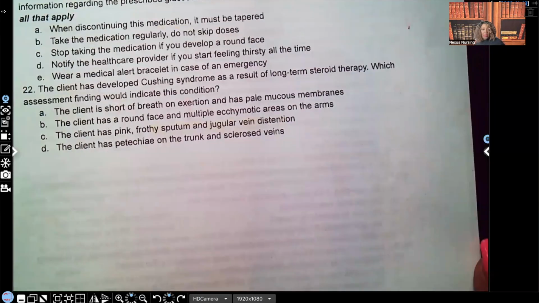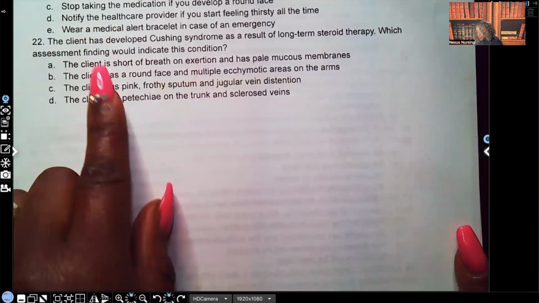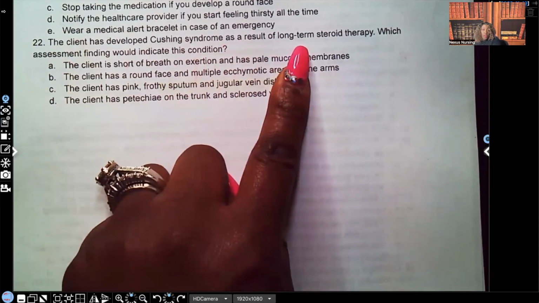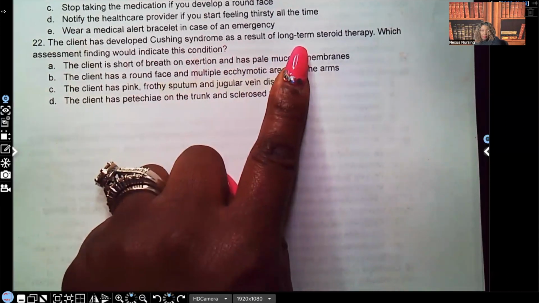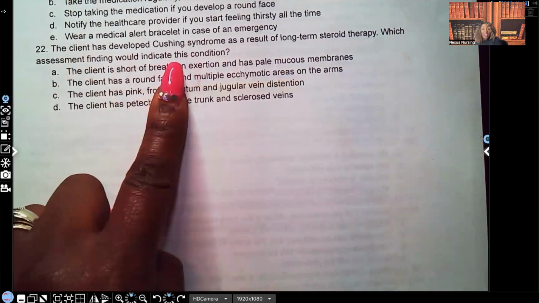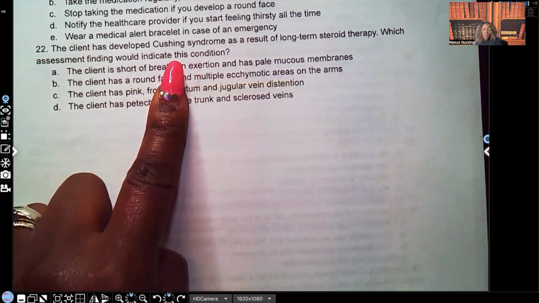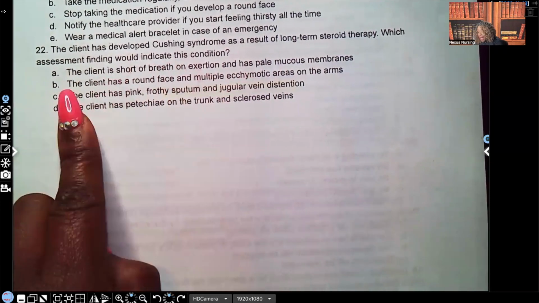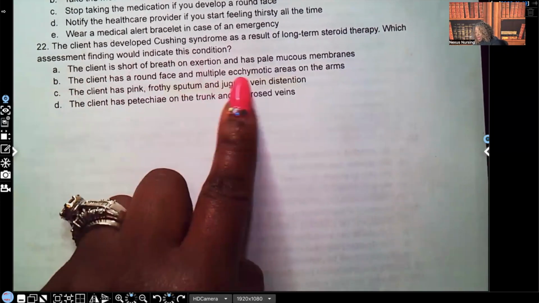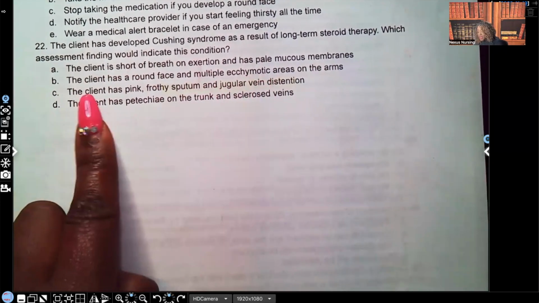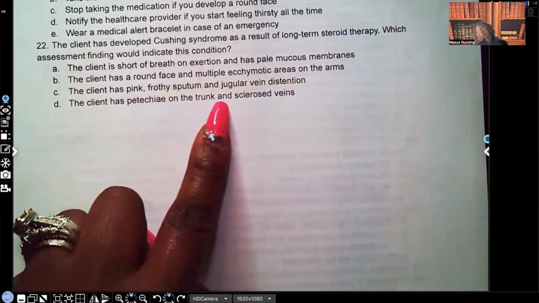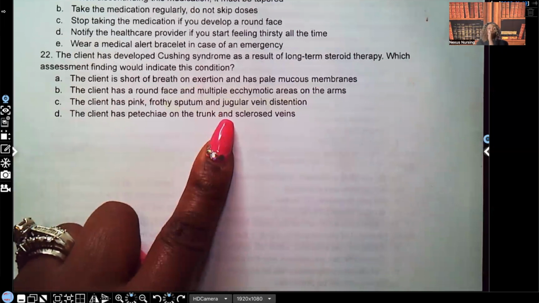All right, last. The client develops Cushing syndrome as a result of long-term steroid therapy. That can absolutely happen. Which assessment finding would indicate this condition? What would tell you that they've got Cushing syndrome? Would it be A, the client is short of breath on exertion and has pale mucous membranes? B, the client has a round face and multiple ecchymotic areas on the arms? C, the client has pink frothy sputum and jugular distension? Or D, the client has petechiae on the trunk and sclerosed veins? What do you guys think?